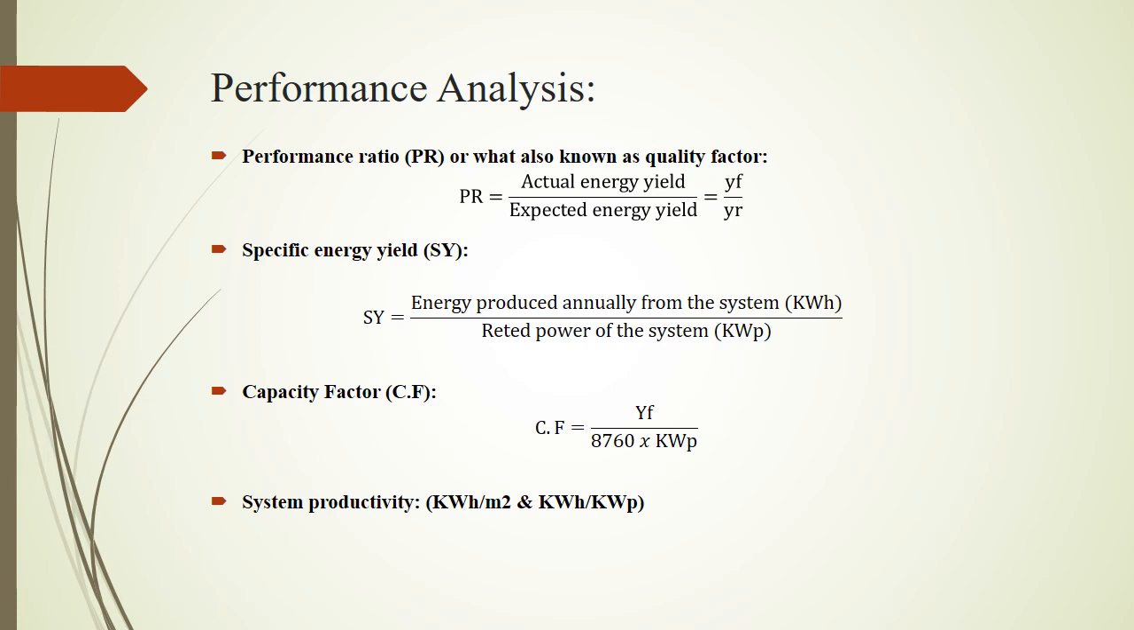Performance analysis. Performance of PV systems can be measured by calculating some factors such as performance ratio, specific energy yield, capacity factor, and system productivity, the energy produced per square meter, and how many kilowatt hours we can get from each kilowatt peak.